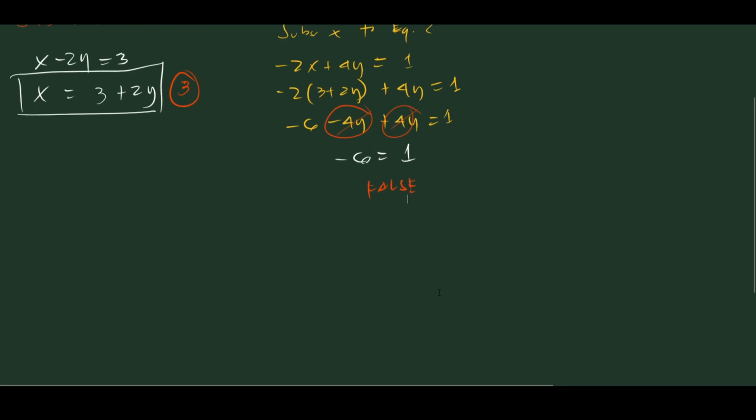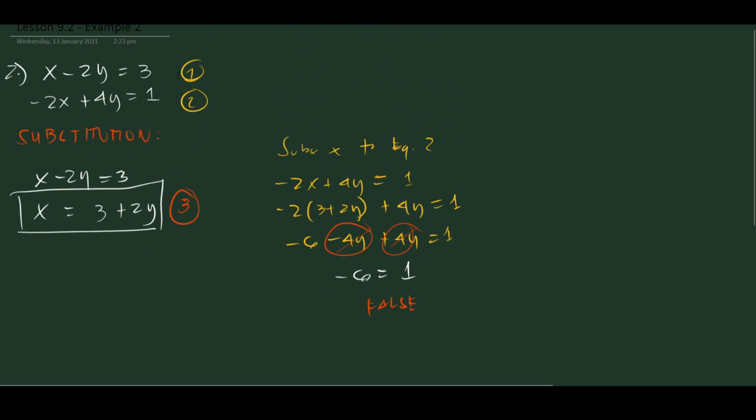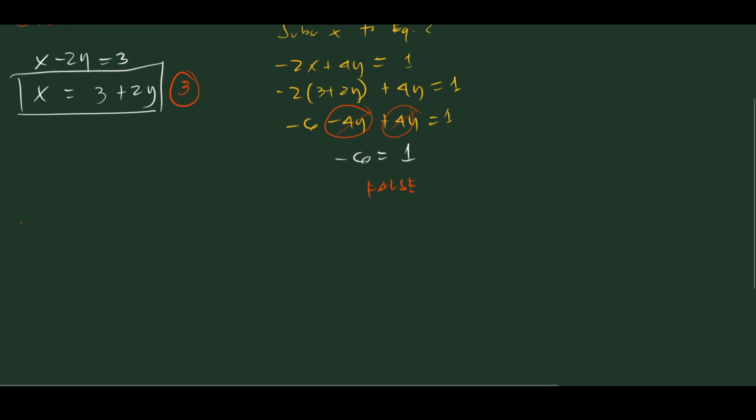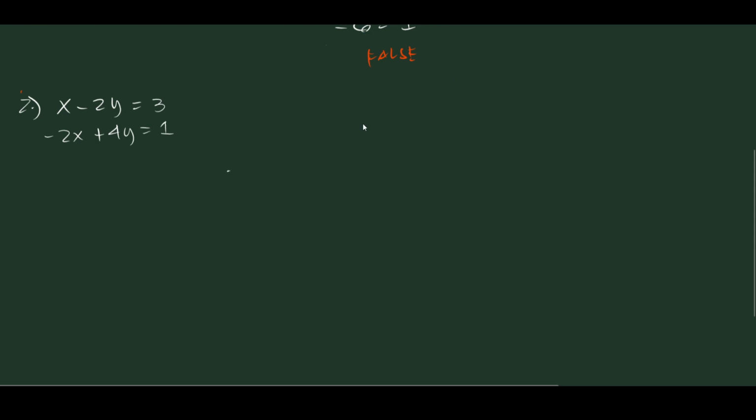So let's try another method. Say we use the elimination method. Let's see what we get. Will we get a different result? We should get the same, right? So let's try to modify one of these equations. If we multiply equation 1 by 2, we get 2x minus 4y is equal to, so 2 times 3, that will be 6. So this is equation 1 multiplied by 2.